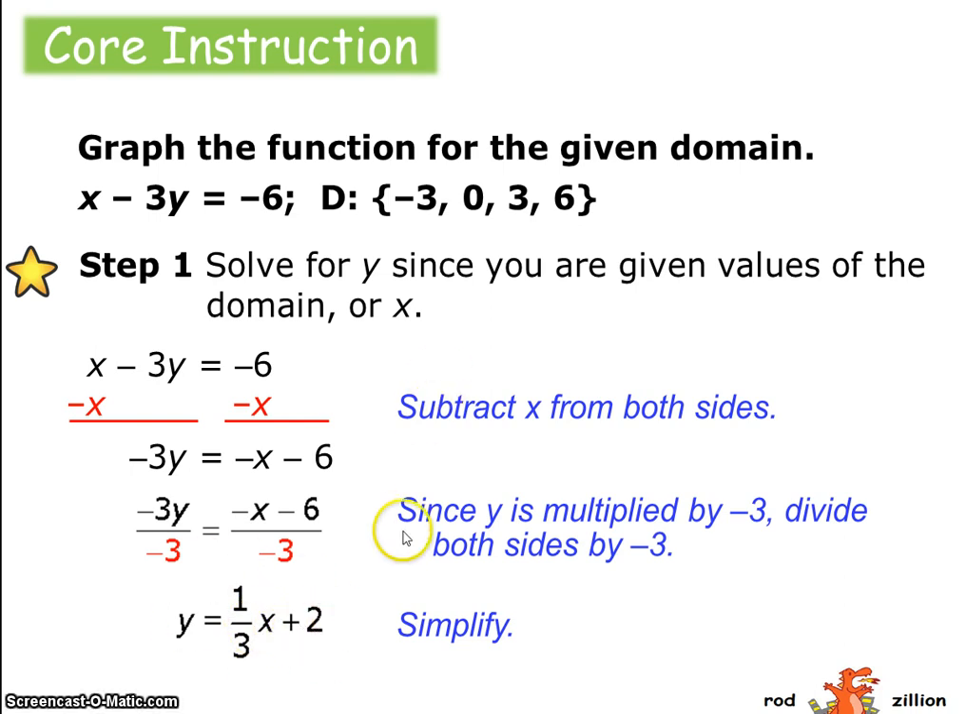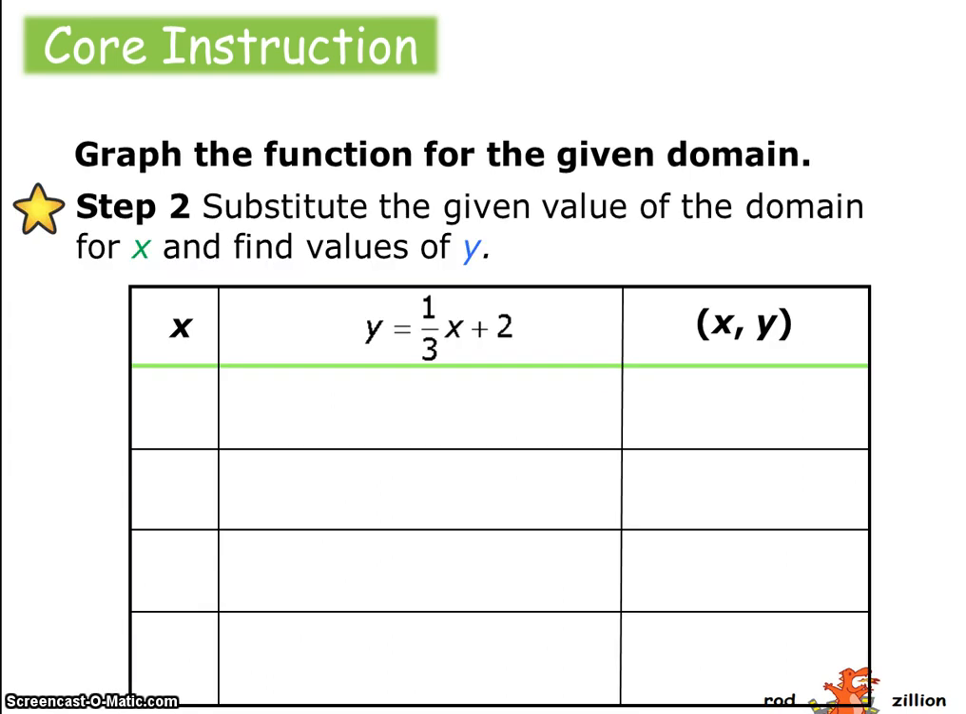Now we did this to simplify the process in finding these y coordinates. Now, step 2, we're going to substitute the given value of the domain for x and find the values of y. So using this table, I'm going to plug in my x values and get my subsequent y values. When x is negative 3, times 1/3 is negative 1, plus 2 equals 1. So when x is negative 3, y is 1. Pair those together to make an ordered pair.